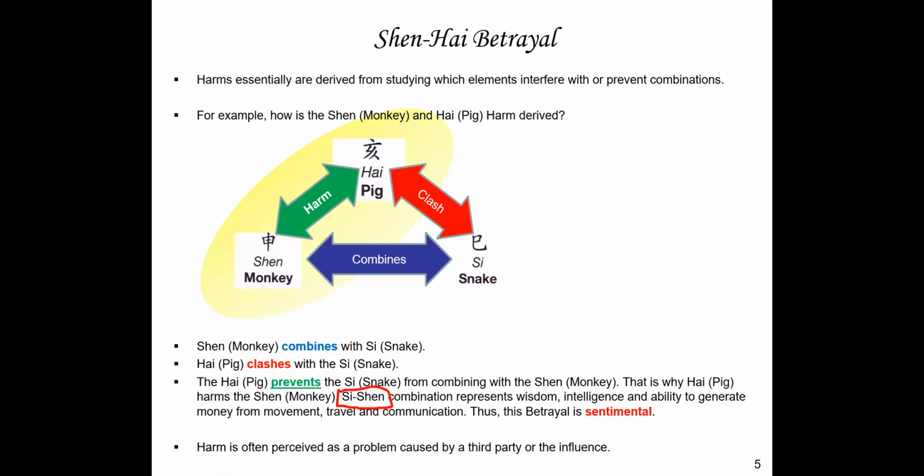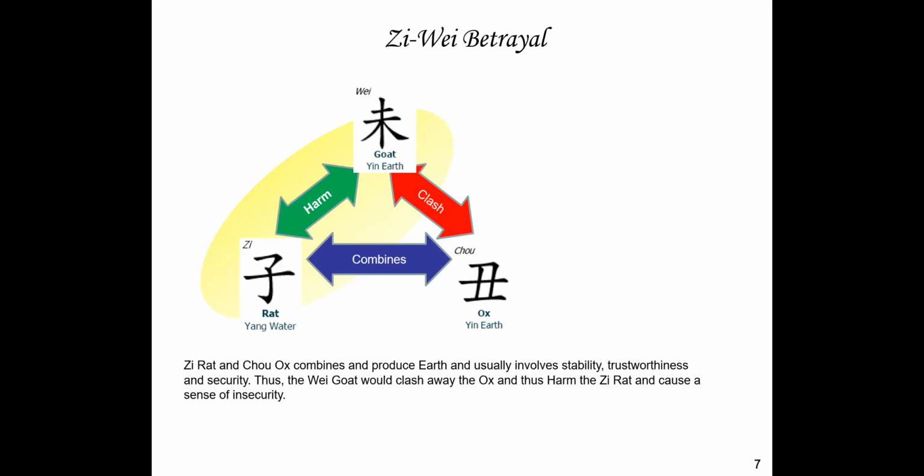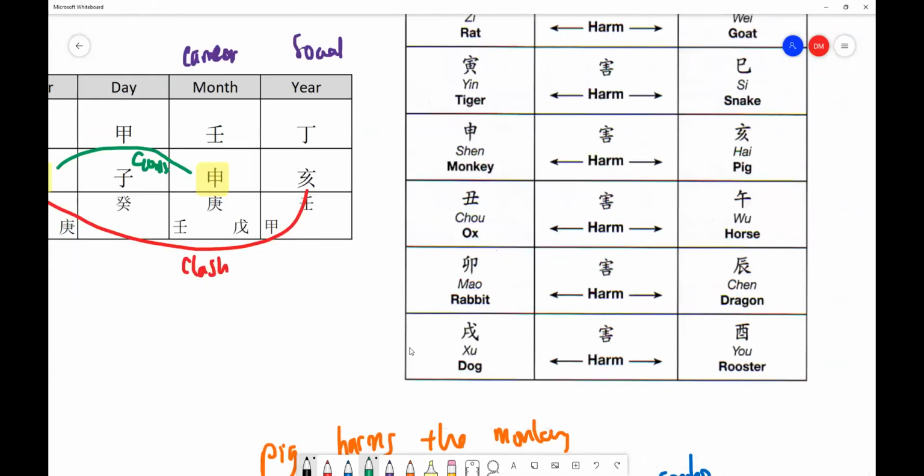So this is one pair. Now this is another pair. It's the same thing. You can see here we have the rat and the ox. The rat is your gui water, a cold water, and then you have your yin earth. So the earth and water want to combine, and the combination represents stability, trustworthiness. And therefore when the goat clashes with the rat, it would then be a loss of trust. And so each of these clashes may have certain meaning.